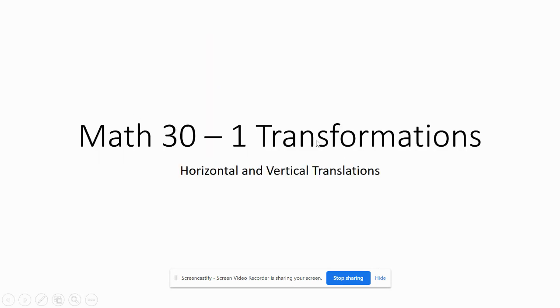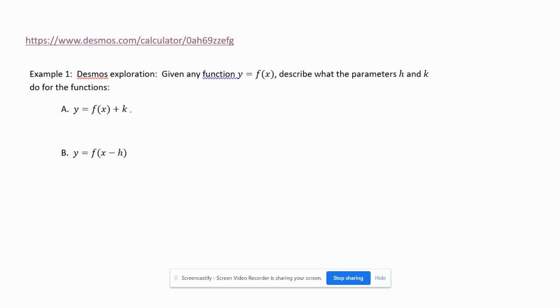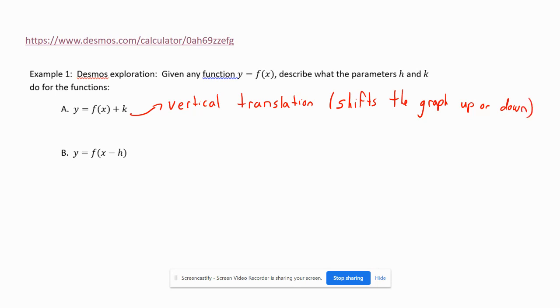This k value. So if I ever have a k value here, is what we call a vertical translation. So we can put it back here. This shifts the graph up or down. Okay. All right. What does this h value do?